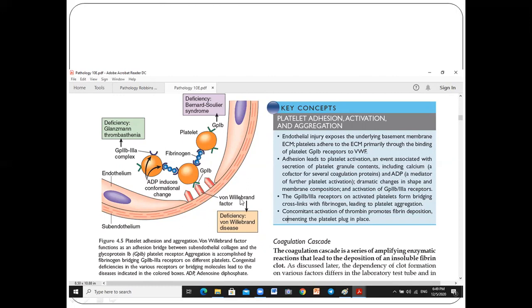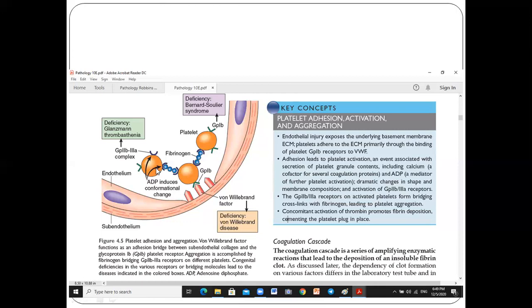So deficiency of von Willebrand factor results in von Willebrand disease. Aggregation is next, after adhesion. Aggregation is accomplished by fibrinogen binding glycoprotein 2b3a receptors on different platelets. You can see here.